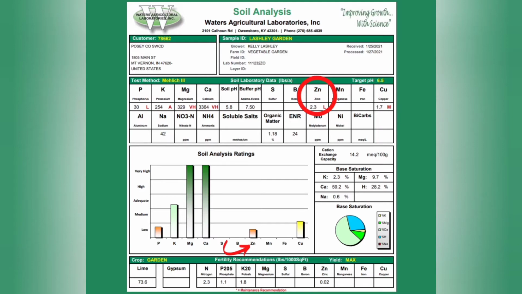If you have low zinc levels, you will have discolored leaves, and you're also going to have stunted growth. So the zinc level needs to be raised, and that can be raised by purchasing zinc and adding it to the garden. Our copper level is actually in the medium range, and it is within the range of acceptable, so there's probably not necessary to add copper at this time.